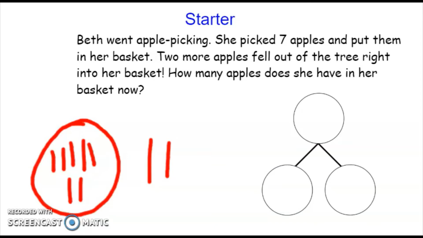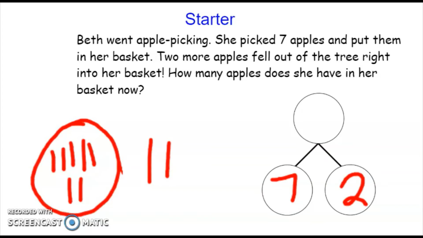Now I'm going to take a look at my photo here and fill in my number bond here. I see that 7 is going to be one of the parts because that's how many apples she had in her basket at the beginning. Then later, 2 more apples fell out of the tree. So we're going to go ahead and fill it in as 2. I'm going to go ahead and erase that so we don't get confused.